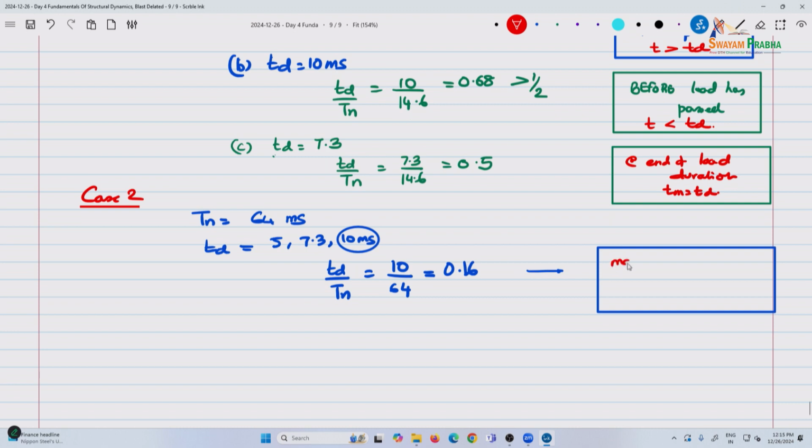So, max response after load has passed. This is here. Now, we haven't gotten to a little more details.